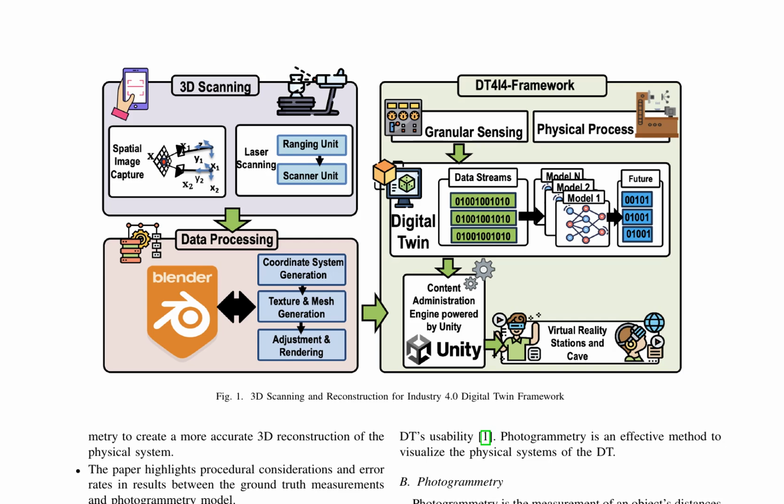Methodology. The methodology aims to leverage photogrammetry to obtain 3D models to integrate with the DT4I4 framework. The process involves multiple stages: camera calibration stage, image pair rectification stage, and spacepoint coordinate calculation stage. This section describes each of these stages.